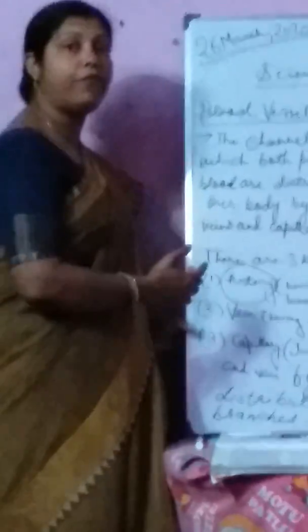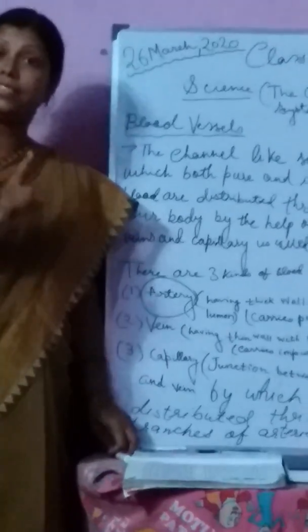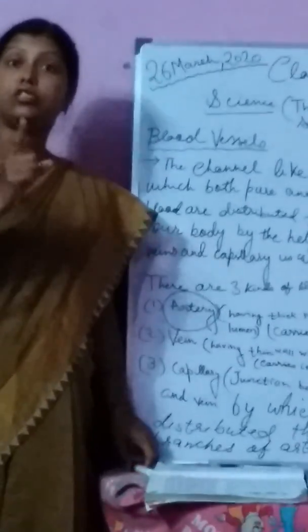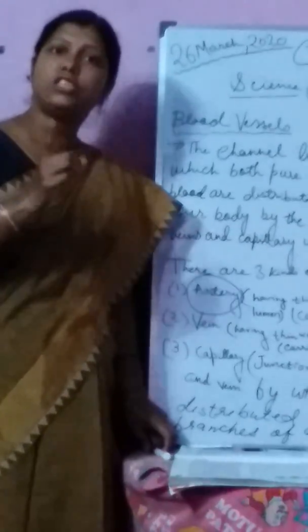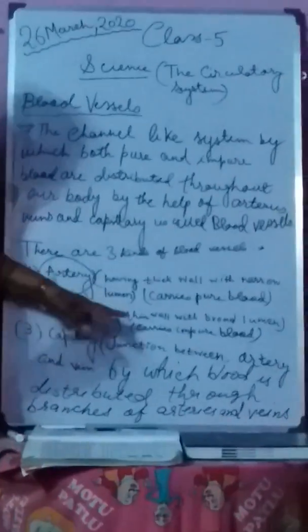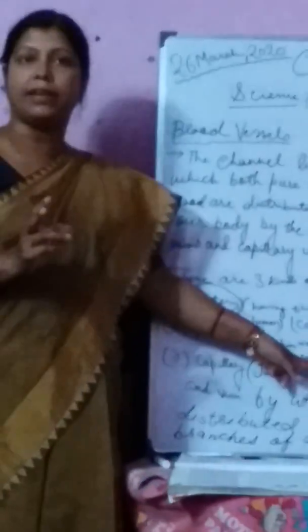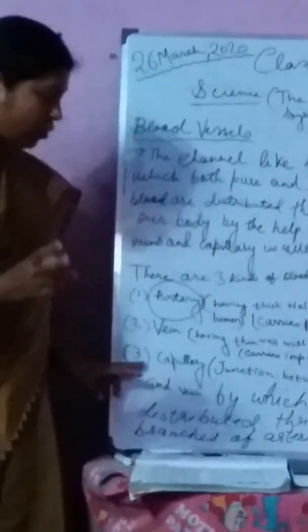Now I shall explain to you about veins. What are veins? Veins carry oxygen-deficient blood. Oxygen-deficient blood means impure blood from different body parts to the heart, except the lung vein. The lung vein is also known as the pulmonary vein, which carries pure blood. Okay? Now you see here, veins have thin walls with broad lumen. Here we can differentiate between arteries and veins. This I will explain to you with the help of a diagram. Okay, now we will come to capillary.